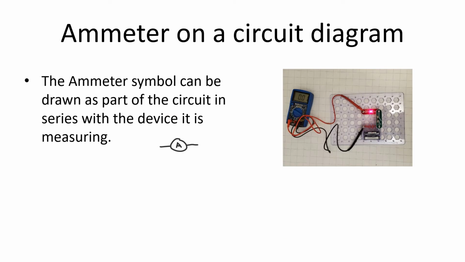To illustrate that as a circuit diagram, you can use an A in a circle to represent the ammeter. And so we could put our ammeter here. As long as it's in series with the device that's being measured, we have to switch over here. Then it'll work just fine. So it has to be in series, and then it'll work.